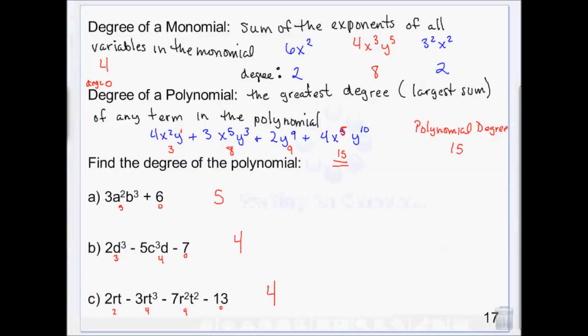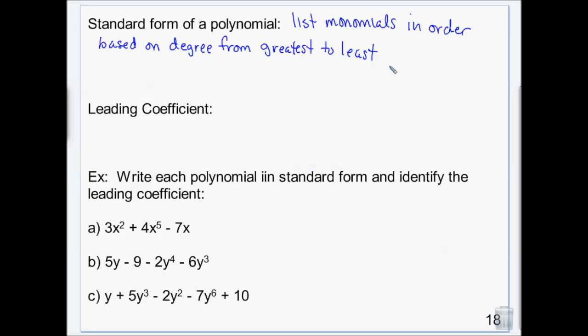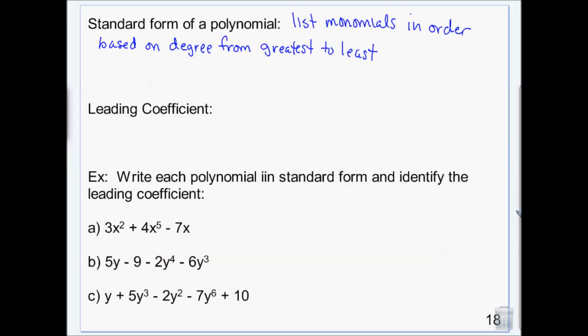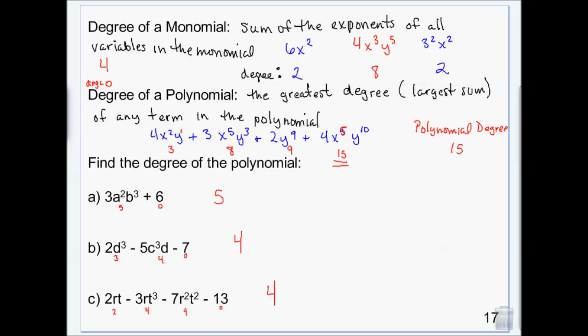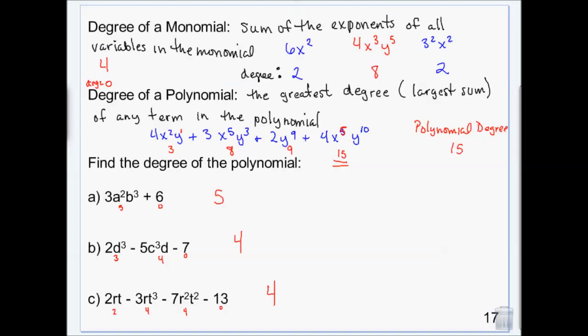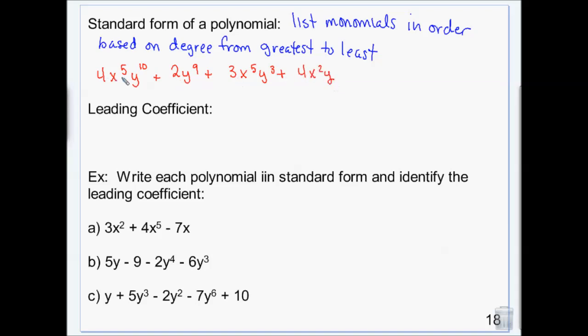Okay, the standard form is to put the polynomial in order from greatest to least degree. If we come back to this example on the degree of a polynomial, the 15 would come first. So 4x to the 5th, y to the 10th would come first. It would be 15, 9, 8, 3: plus 2y to the 9th, plus 3x to the 5th, y to the 3rd, plus 4x squared y. So you put them in order from greatest to least based on the degree. For example A, you would just move that 4, 5 to the front.